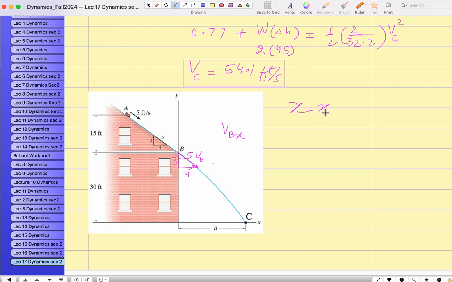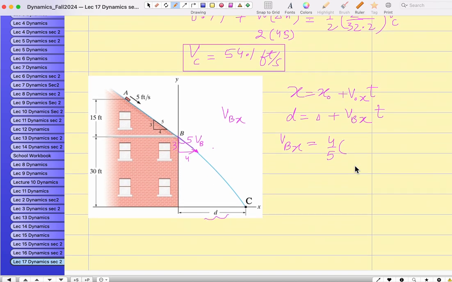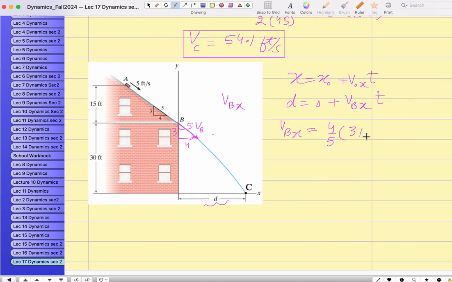x equals x naught plus v naught x times t. This is the general formula, but for our case, x is replaced by d, and x naught is 0 in our case. d equals V_Bx times the time. The time can be found from another distance equation. V_Bx, you already know, is 4/5 times the velocity, which is 31.48. Agreed? This is the horizontal direction.